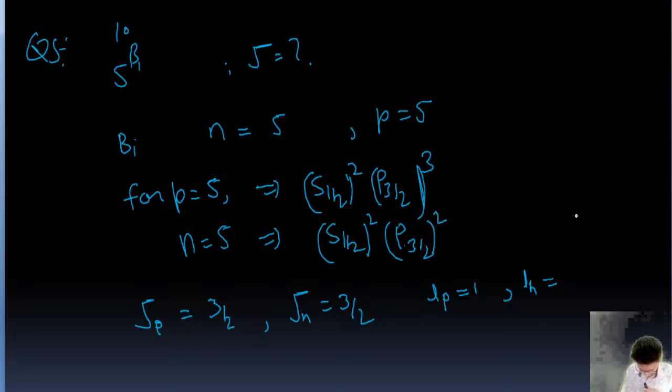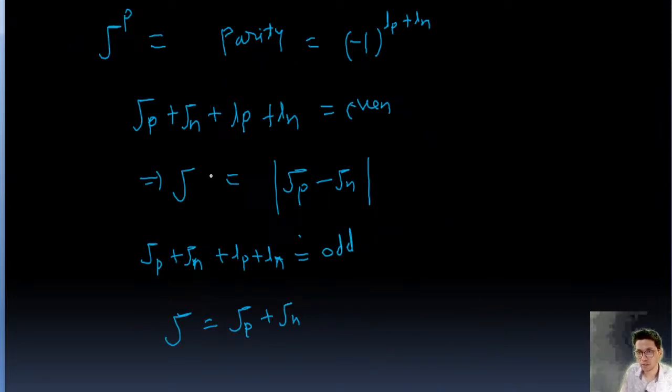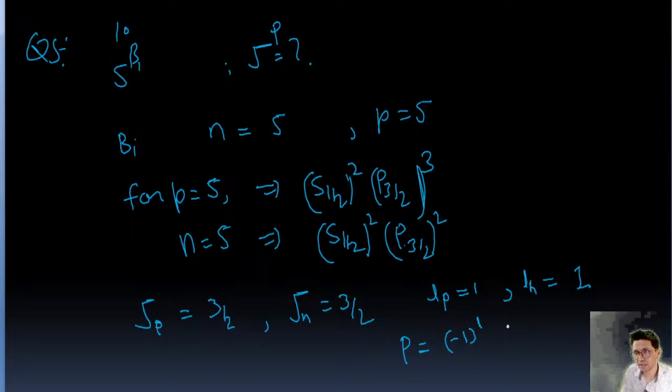So for Ln, this value is 1. Now we'll find parity. Parity P is minus 1 to the power Lp plus Ln, as I have already told you. So minus 1 to the power Lp, which is 1, plus 1. So this value is going to be 1, right?